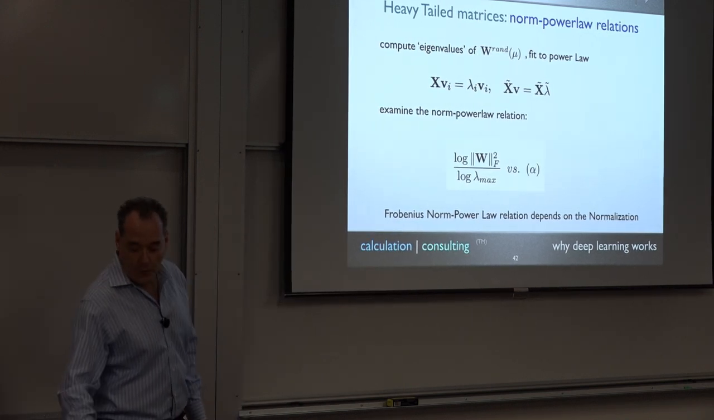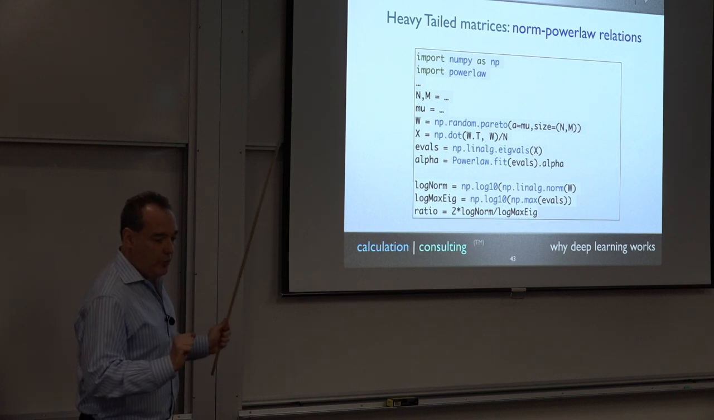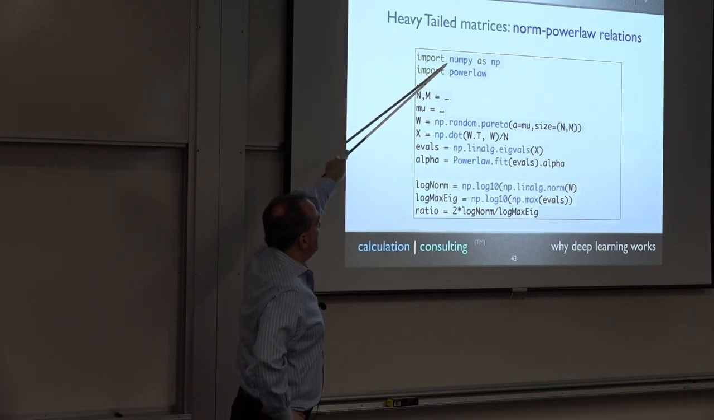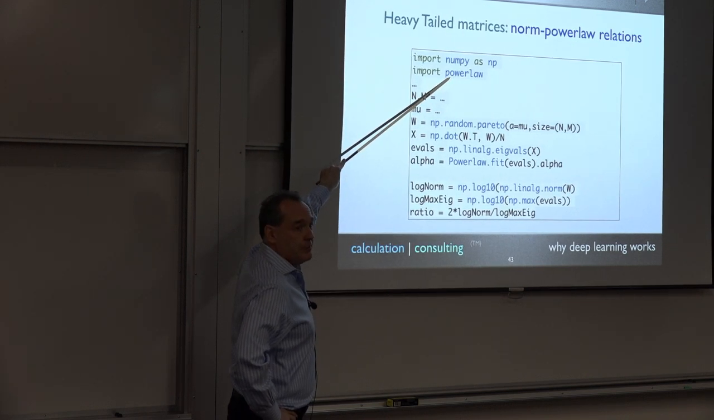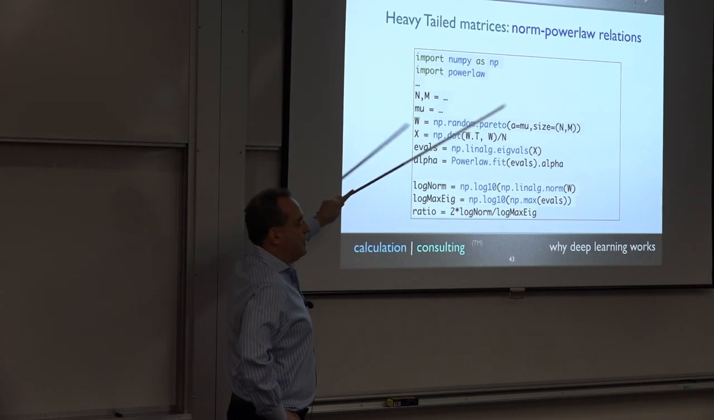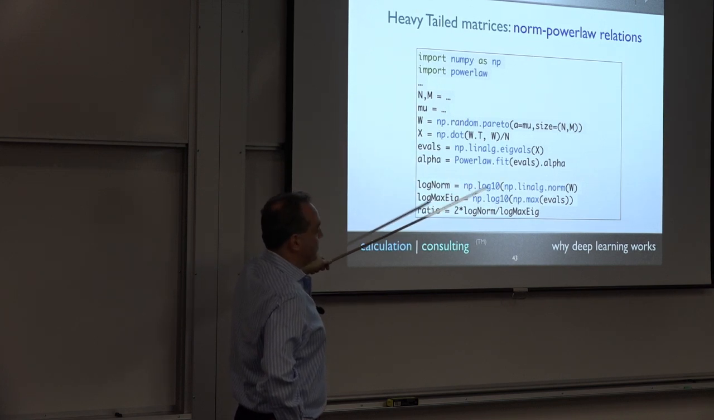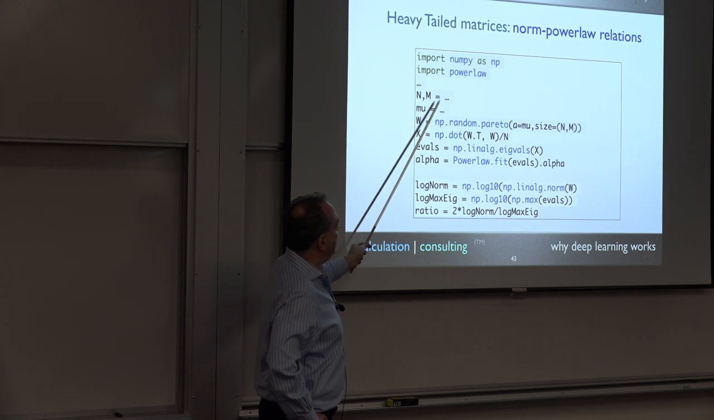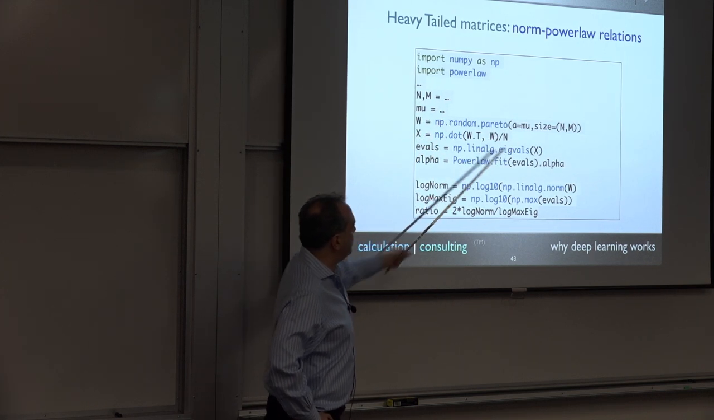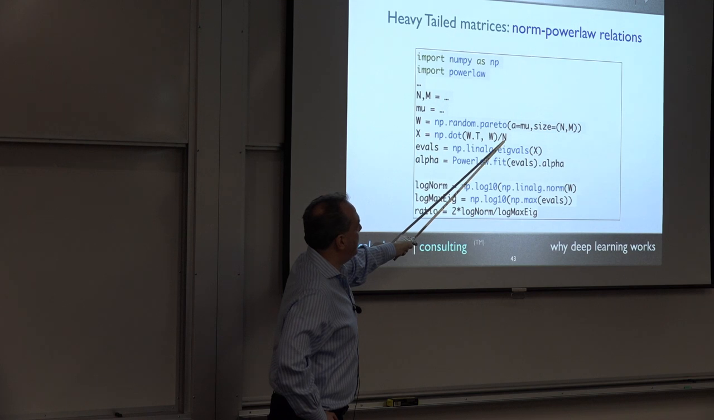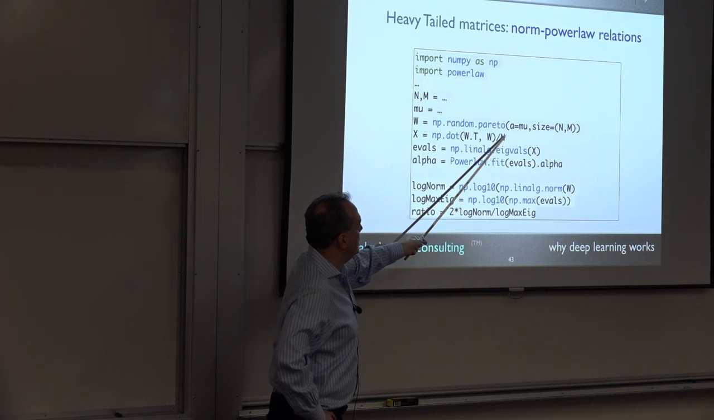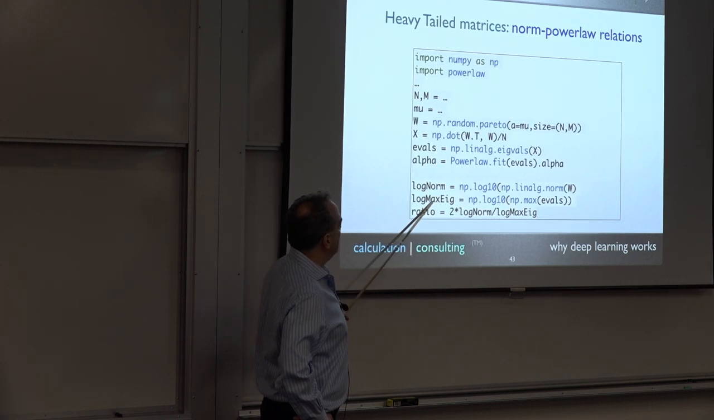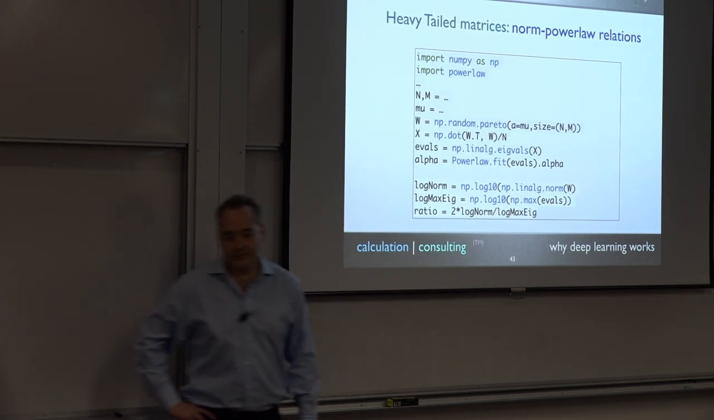So let's do it first for code. I always like to show code so people know what's going on. I import NumPy, and I import this package called powerlaw, which implements the standard MLE solution for fitting power laws. I choose various values of n, m, and mu. I form a random Pareto matrix, take the dot product, normalize it by n or by n to the 2 over mu, get the eigenvalues, get the power law fit, compute the log norm, compute the maximum eigenvalue, and compute this ratio.